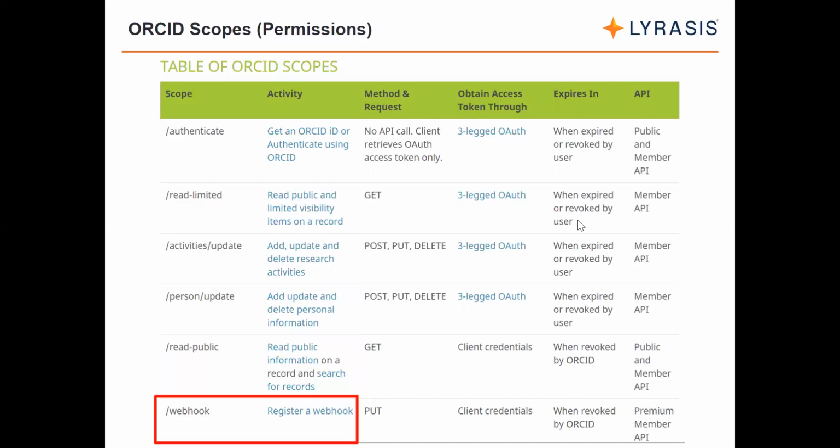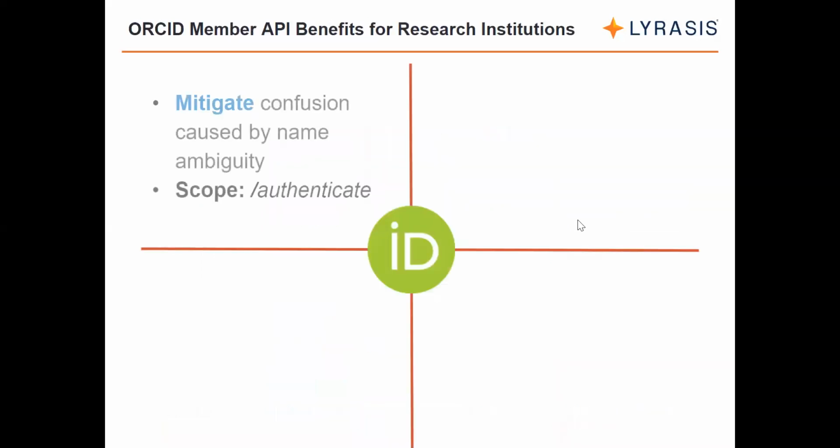And finally, the webhook scope. That is what will enable the auto updates between your system and the researcher's ORCID record anytime those changes occur. So each of these scopes corresponds to a specific benefit of using the ORCID member API, and it's that same quadrant that we saw earlier.